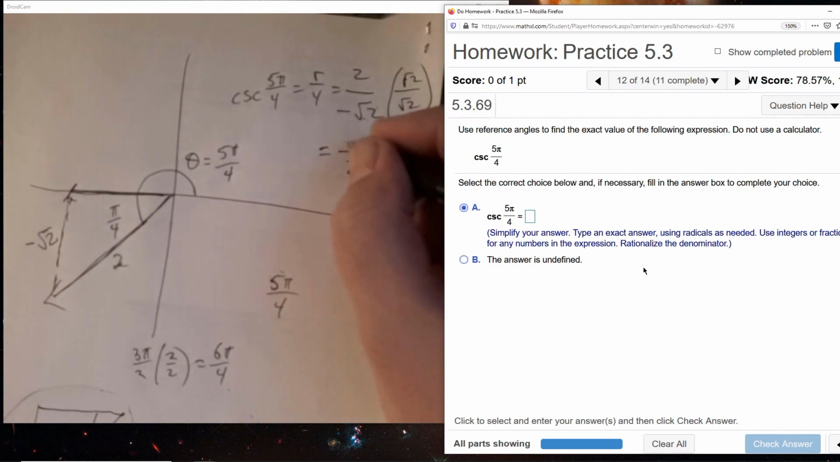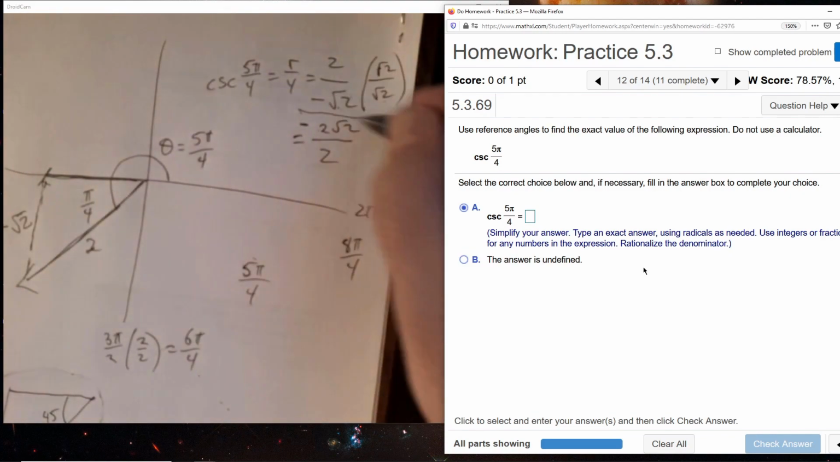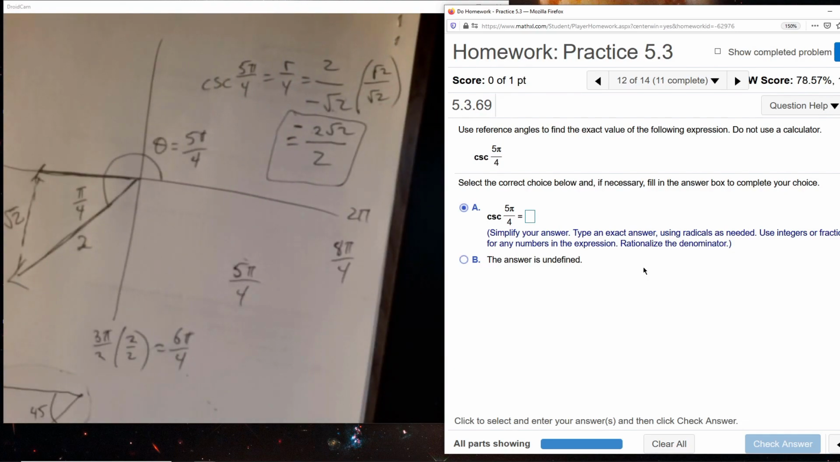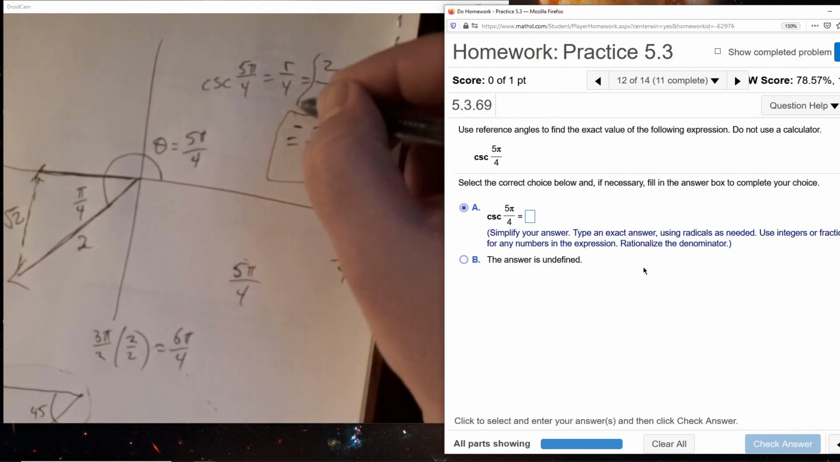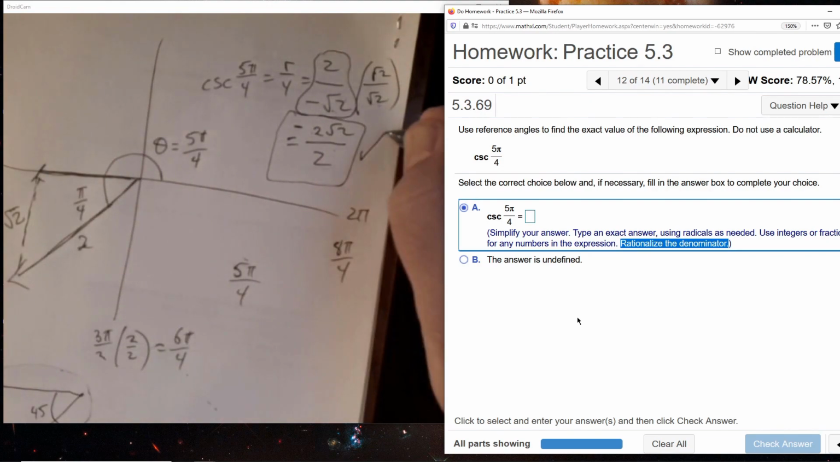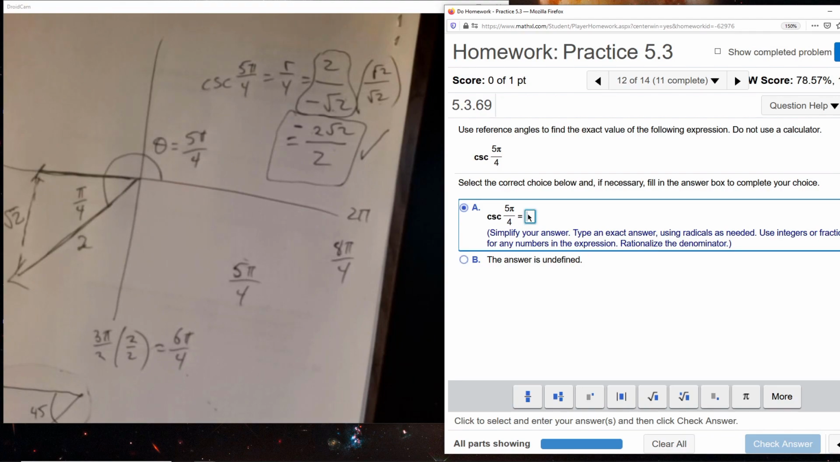And in the numerator, then, we have 2 square root of 2. And all of this is negative. So this is the answer MyMathLab is looking for when they say rationalize the denominator. So this is a perfectly fine answer. 2 over square root of 2 is perfectly fine. But MyMathLab is specifically stating to rationalize the denominator, which means they want this one. Get rid of all square roots in the denominator.